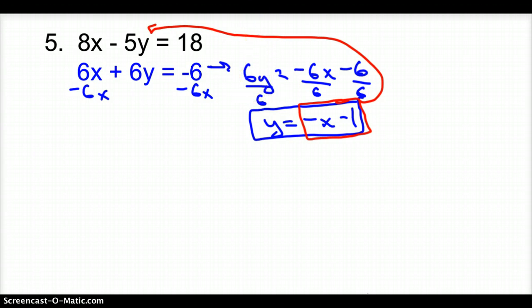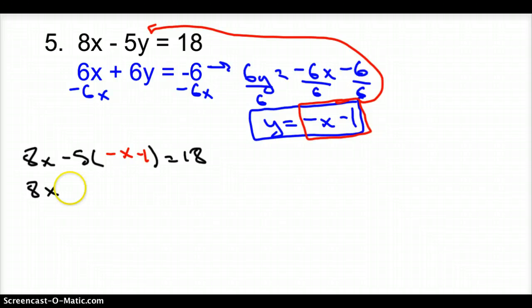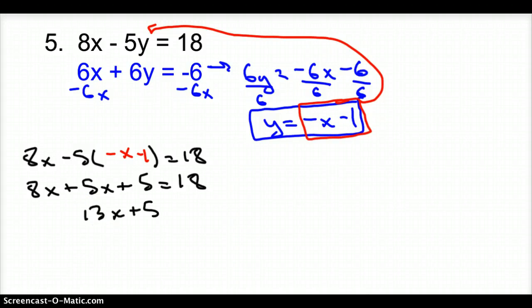So let's go ahead and do that. So from the equation I have 8x minus 5 times, and then what I put in squares, negative x minus 1, and then I close that up, equals 18. I keep going with this. I have 8x. Now it's a positive 5x, and a positive 5 equals 18. 13x plus 5 equals 18. I subtract the 5 over, so it's 13x equals 13. So we finally come up with x equals 1.